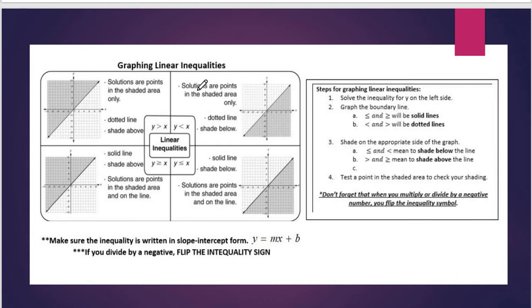Now, when we look at this one, y is greater than x here, and you have y is less than x on this side. The solutions are points in the shaded area only. Every one of these, the only solutions you will find are in the shaded areas, unless you have a solid line. These have solid lines, but these two on the top have dotted lines, so you will not find the solution on the dotted line, only in the shaded area.